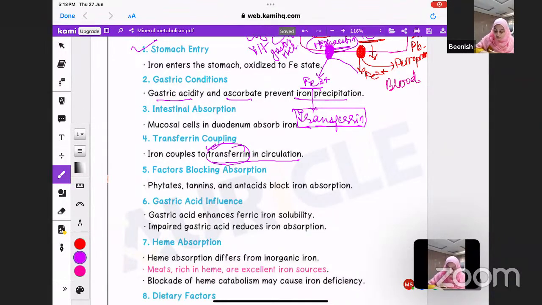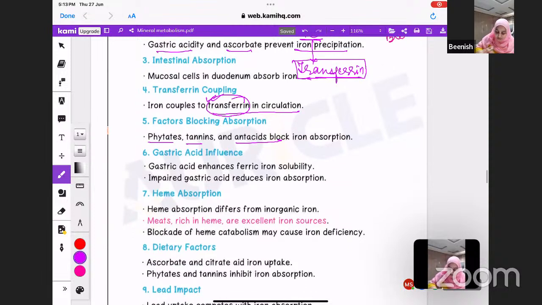Now, factors blocking absorption, we have already discussed. They are phytates, tannins, antacids block iron absorption. Then gastric influence, the gastric acid enhances ferric iron solubility. Impaired gastric acid reduces iron absorption.